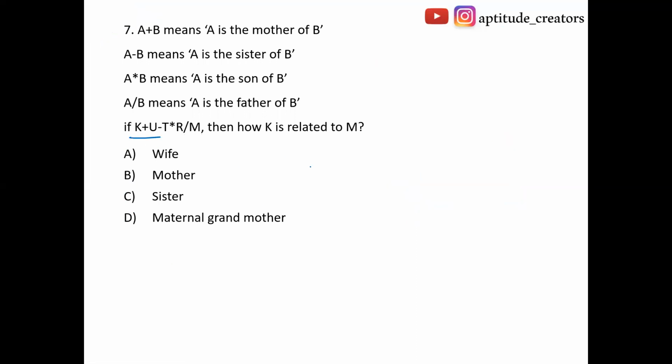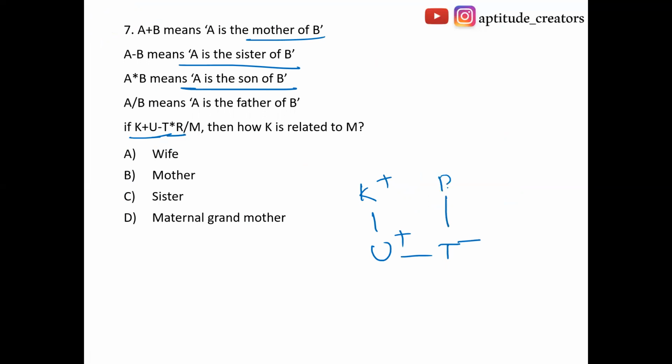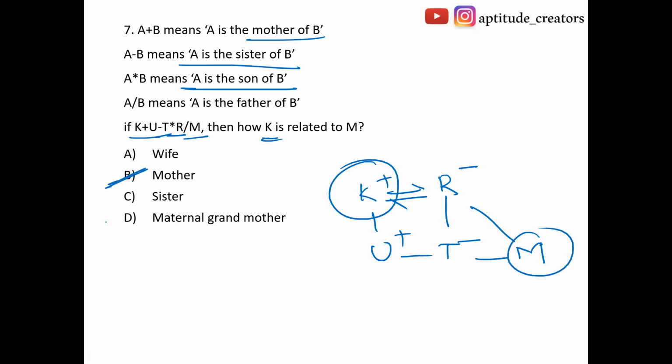Okay. Now what is K plus U? K is the mother of U. U minus T. U is the sister of T. T into R. T is the son of R. R by M. R is the father of M. Now, can I say these two people are a married couple? Yes, married couple. Now, what is the question? He's asking how K is related to M. Mother. Answer is option B, mother.